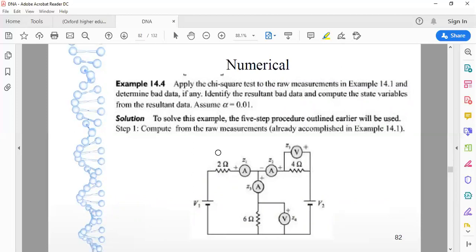We have two state variables v1 and v2. We have five measurements z1 to z5. Out of those five, z1, z2, and z3 are ammeters, whereas z4 and z5 are voltmeters. We have already discussed this circuit in numerical 1 while discussing the least square estimation technique.